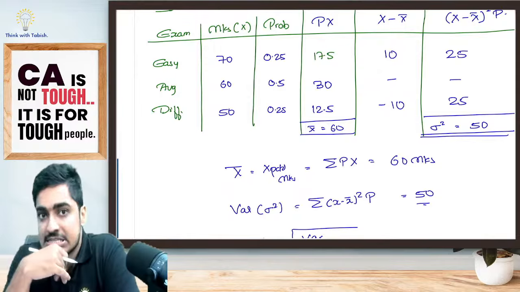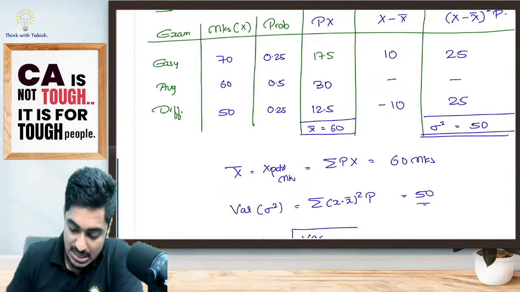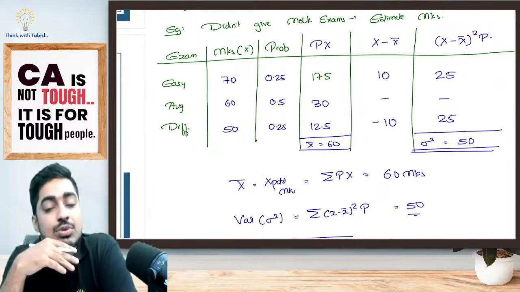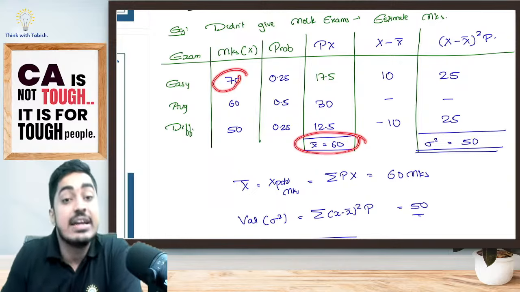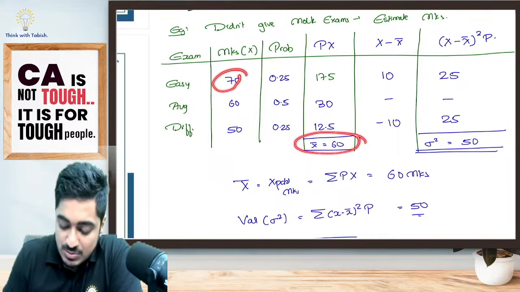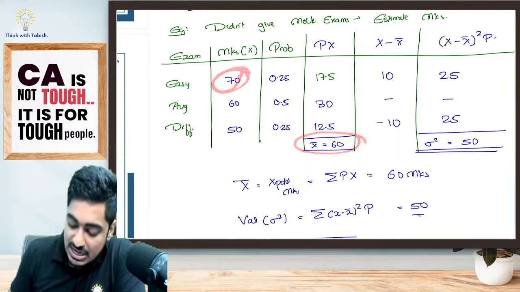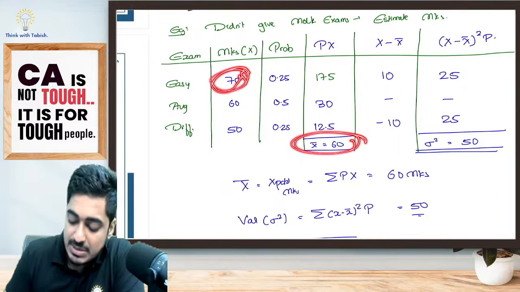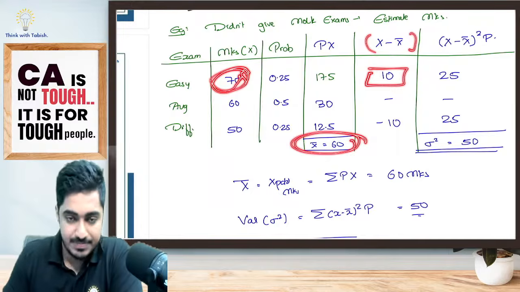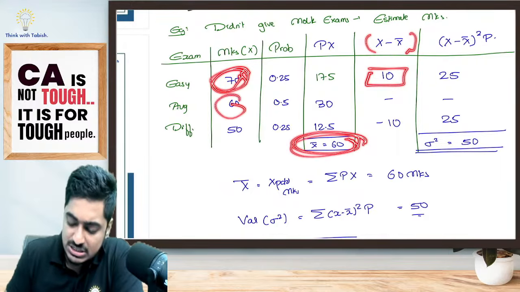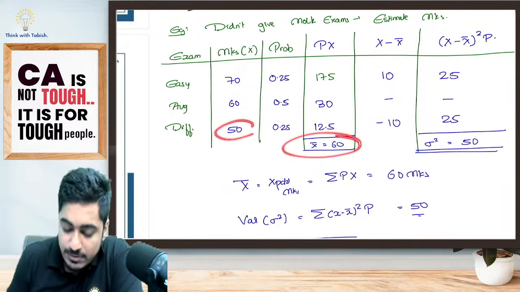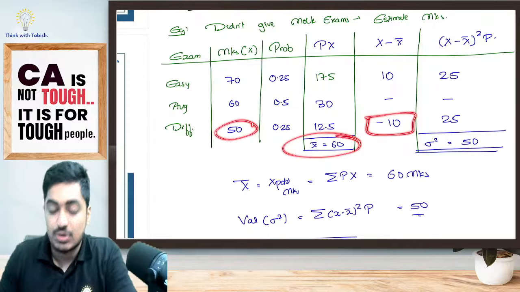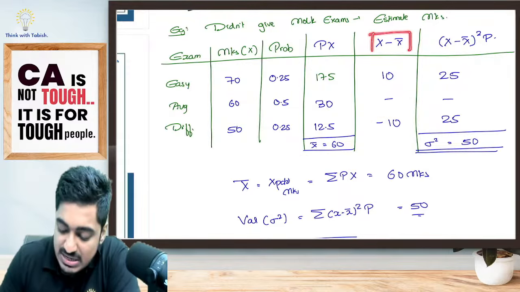Then comes my risk. I'm asking whether risk is there. Yes, there is. What is the risk? Now I'm expecting to get 60 marks, but if the exam is easy, I will get 70 marks. That means how much more I will get? Let me see the gaps. I was expecting 60, but I got 70. That means 10 more I got. X minus x bar. I was expecting 60, I got 60 only. No fluctuation, no risk. I was expecting 60, I got 50 only. 10 marks less I got. Yes or no, everyone? Perfect. So I did my x minus x bar.